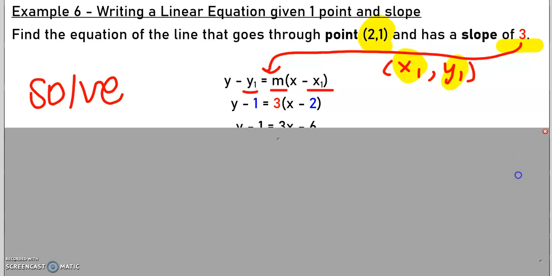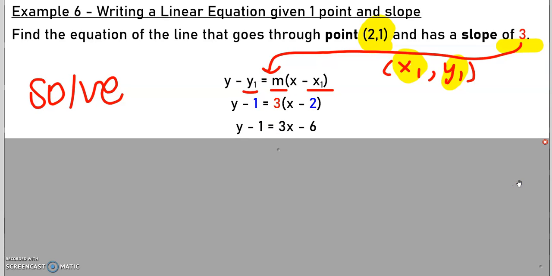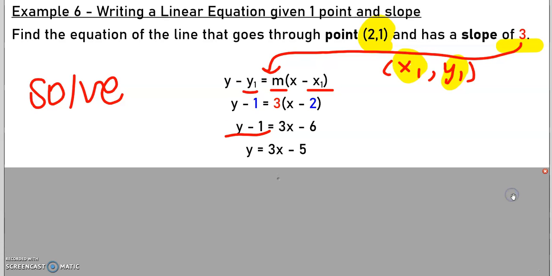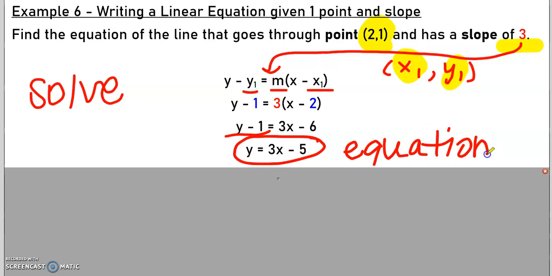So I'm going to distribute the 3. It becomes 3x minus 6. And then I'm going to add that 1 to the other side. And I get y equals 3x minus 5. And there's my equation. Why I like to start out the problem in point-slope form is because notice I end up in slope-intercept form. And that's the form we want to end up in. Okay? We want to end up in slope-intercept form. Okay? Awesome job, guys.